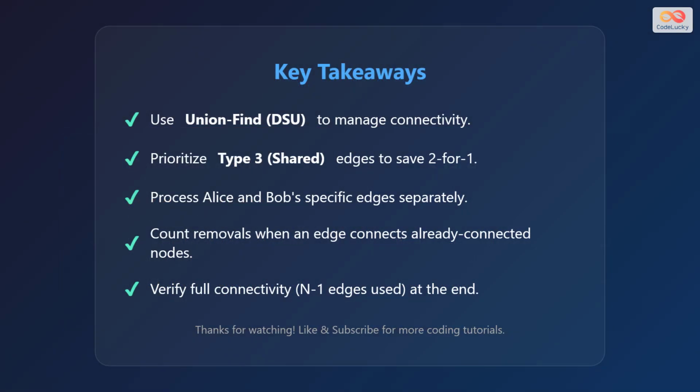To wrap up, use union-find to manage connectivity. Always process shared edges first to maximize efficiency. Handle individual edges second, and finally, verify that both graphs are fully connected. I hope this explanation helps you master this problem.